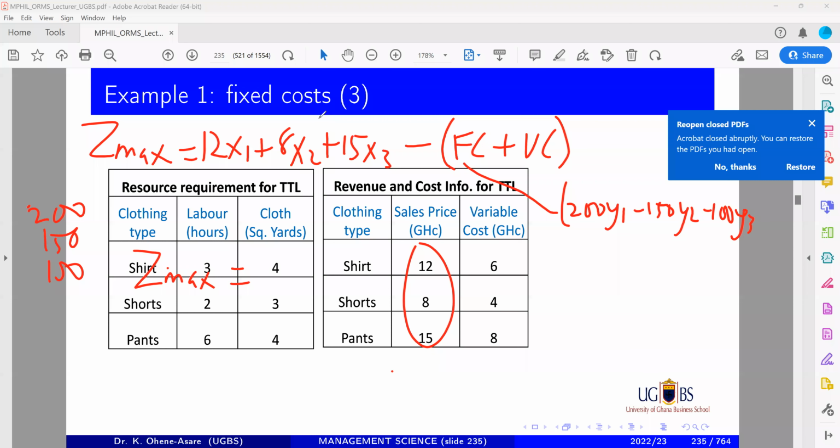Yes, sir. I just wanted to confirm why we were subtracting the 150 and the 100. Are we assuming that at the end of the day, we are going to produce just one item? Oh, these are costs.